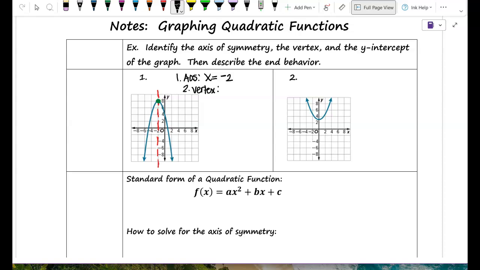Yeah, so parenthesis, -2, comma 8. Make sure you're putting your ordered pairs in parentheses.